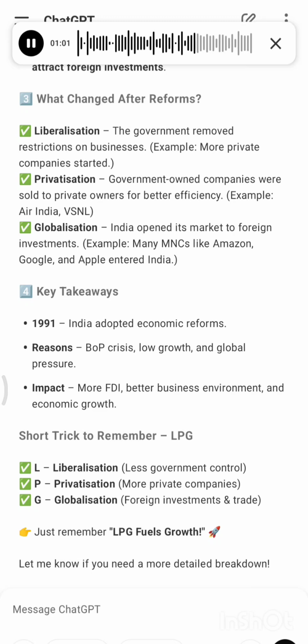Key takeaways. In 1991, India adopted economic reforms. Reasons: BOP crisis, low growth, and global pressure. Impact: more FDI, a better business environment, and economic growth.